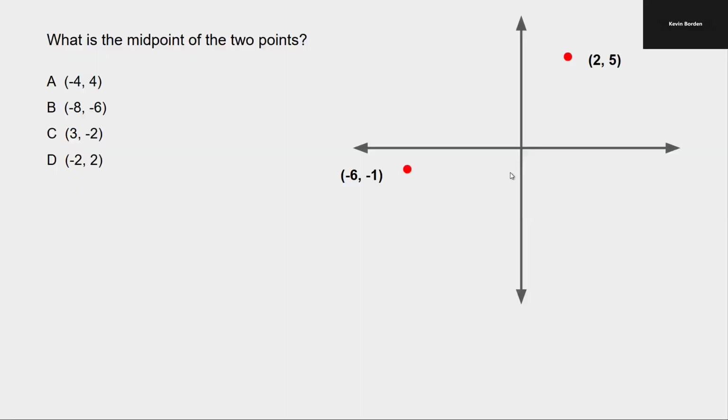Let's take a look. What is the midpoint of the 2 points? We have a coordinate plane here that is not scaled, but we are told that we have the point -6, -1 on the left here, and 2, 5, both positive on the right. And we are trying to find the midpoint of those 2 points.